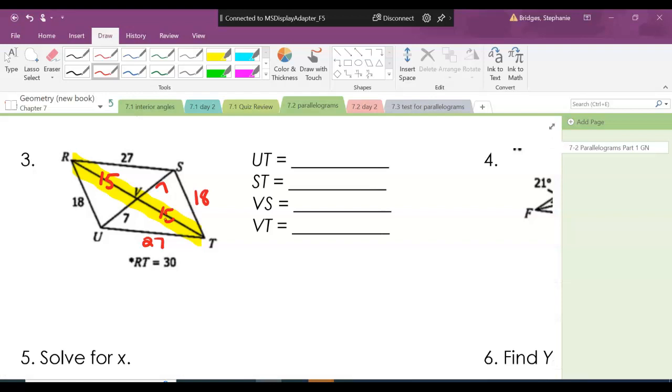What is UT? Okay. What is ST? VS? And then VT? Do you see how if I don't label my picture, I'm not going to remember all this stuff? Write all over your pictures.